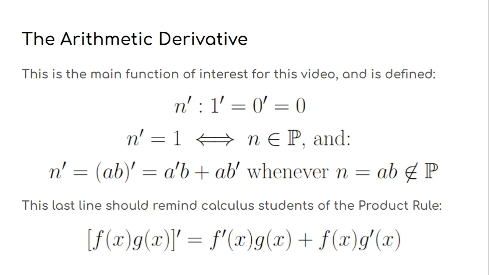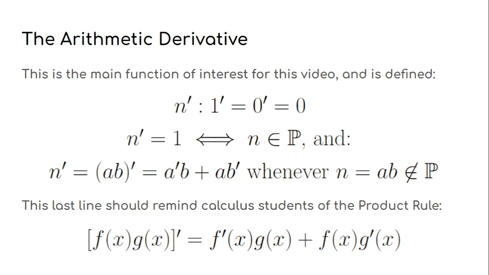So 1 prime is equal to 0 prime, which is equal to 0. n prime is 1 if n is a prime number. And finally, n prime, where n is a times b, is (a times b) all prime, which is equal to a prime times b plus a times b prime. The last of these is the step which borrows from the derivative you may be familiar with in calculus, namely the product rule. This states that for any two functions, f of x and g of x, that we can take derivatives of, the derivative of the product of these functions follows the following rule. The derivative of f of x times g of x is f prime of x times g of x, plus f of x times g prime of x.